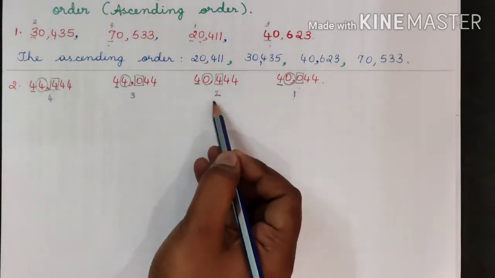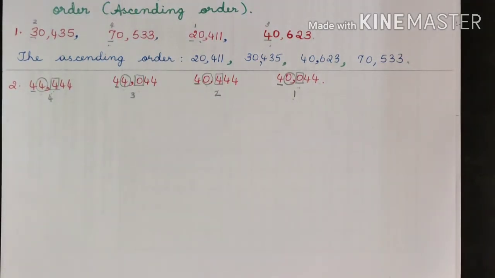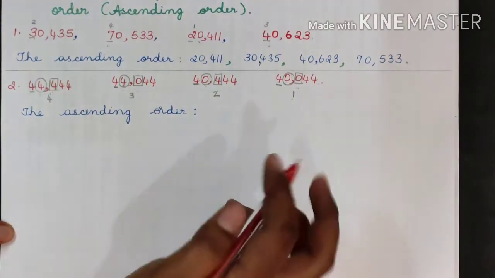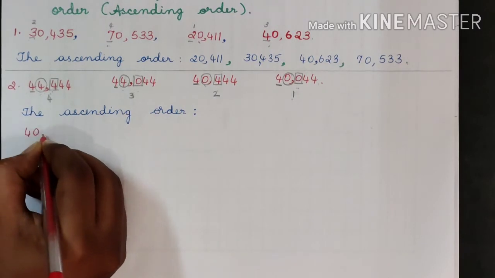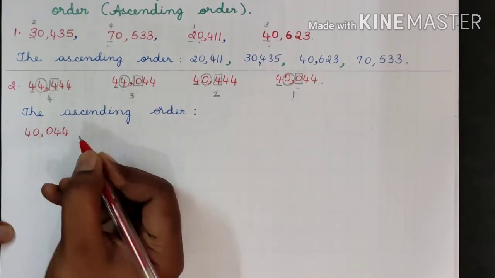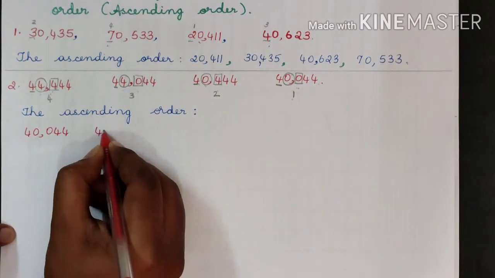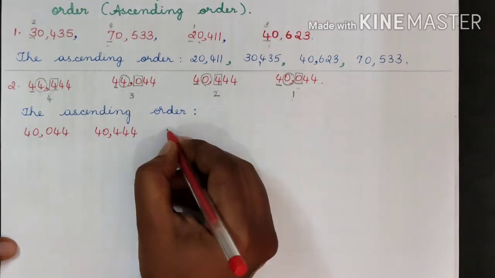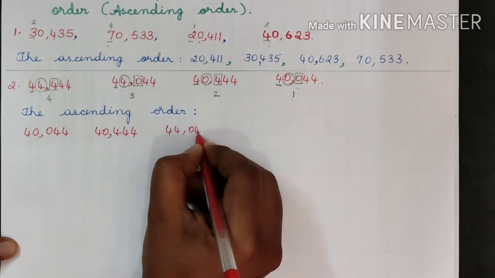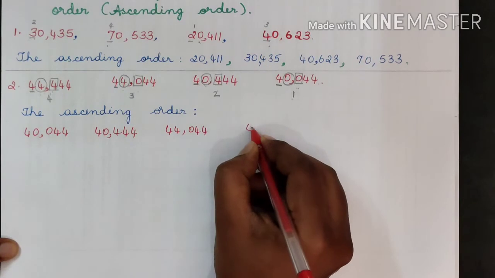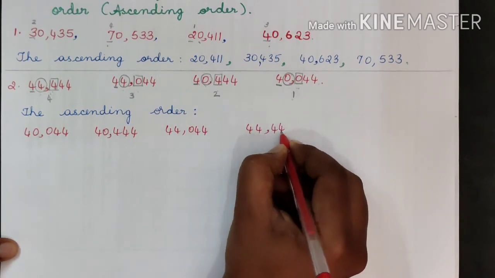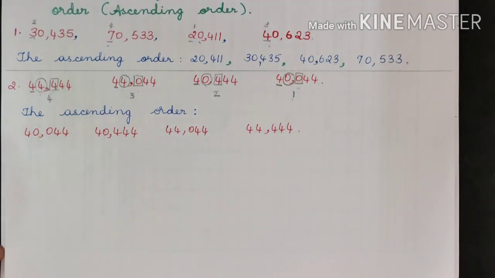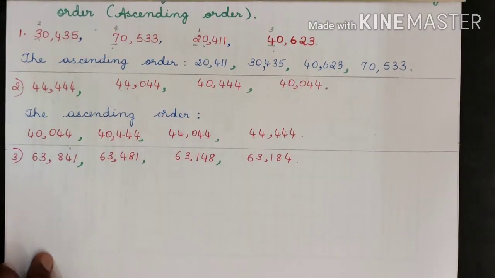Now by looking at the numbers, let us write them in ascending order. First let us write this number 40,044. Second is 40,444. Third is 44,044. Fourth is 44,444. Now if you observe this number, it is in ascending order. Let us now go to the third problem.